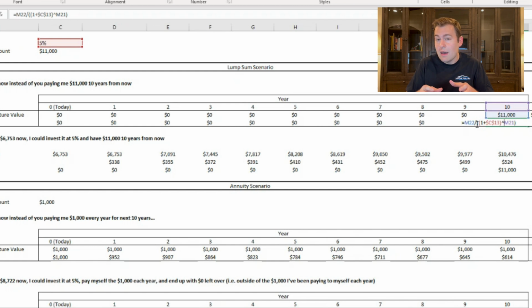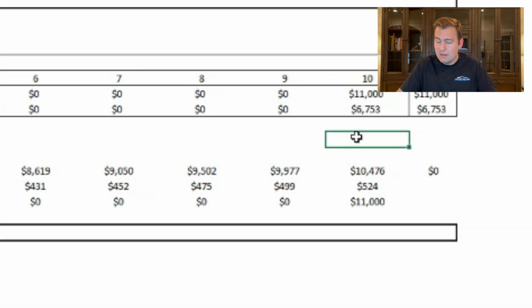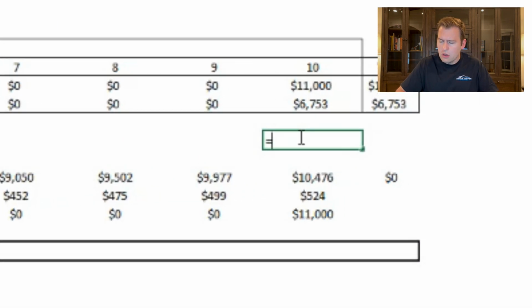And so we raise that 1.05 in this case to the number of periods, which is the number of years, 10. And so 1.05 to the 10th power is what we're ultimately going to take. We're going to divide that into our cash flow. And so if we just do that step by step, I'll just do it in the cell below here.